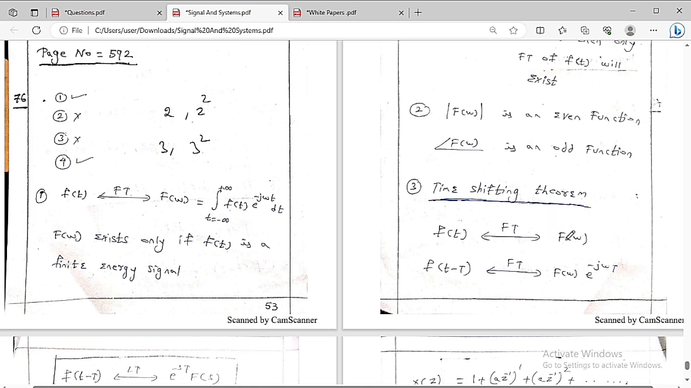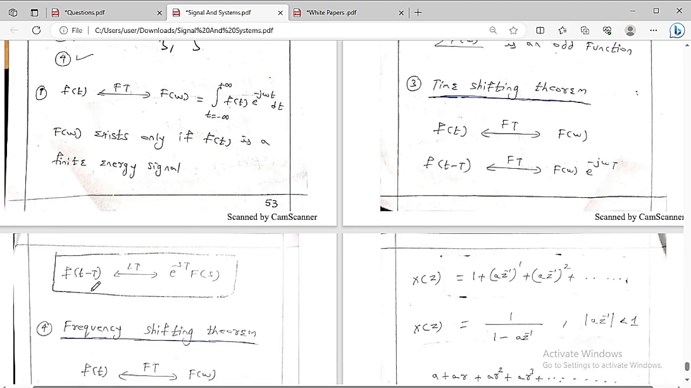If f of t has a Fourier transform F of omega, then f of t minus T has a Fourier transform F of omega into e to the power of minus j omega T. Why is it like this? Let us discuss it. For f of t minus capital T, what's the Laplace transform? e to the power of minus sT into F of s. I have already told you, for f of t minus a, the Laplace transform is e to the power of minus as into F of s, right?